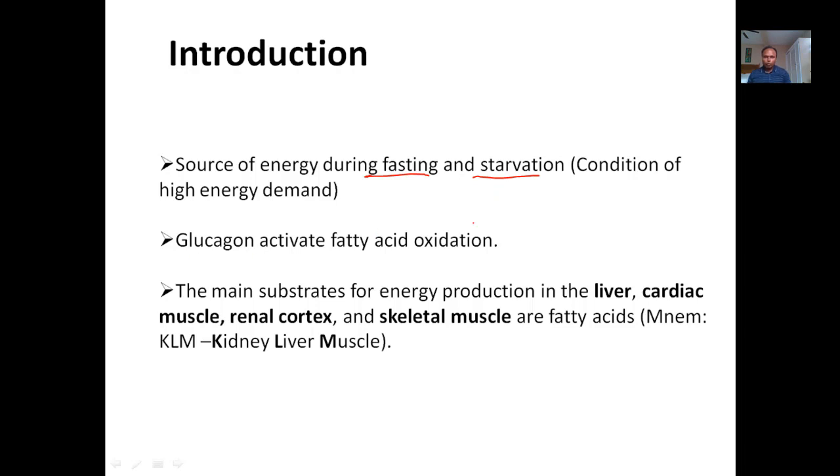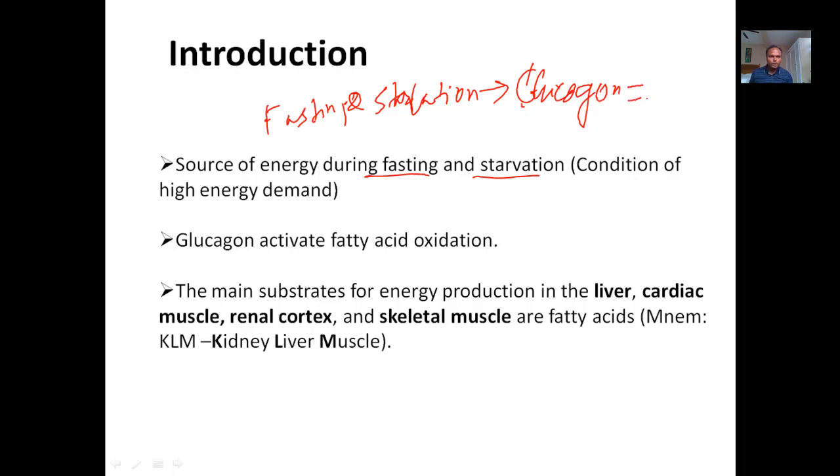Let me talk about fasting and starvation. Biochemically, fasting and starvation can be defined by certain molecules: glucagon. There are some other hormones also, like epinephrine, but we'll talk only about glucagon. Everything will be done with glucagon only. If you understand glucagon, you will understand every other thing also.